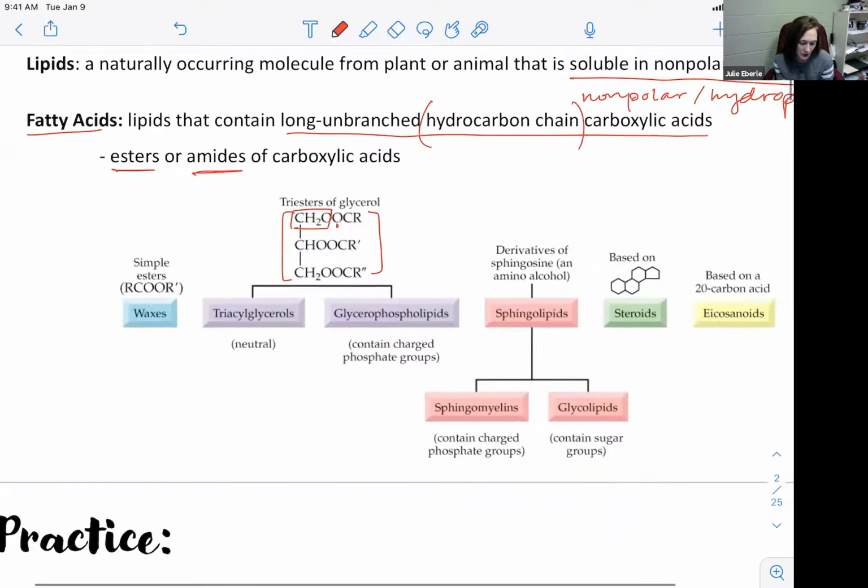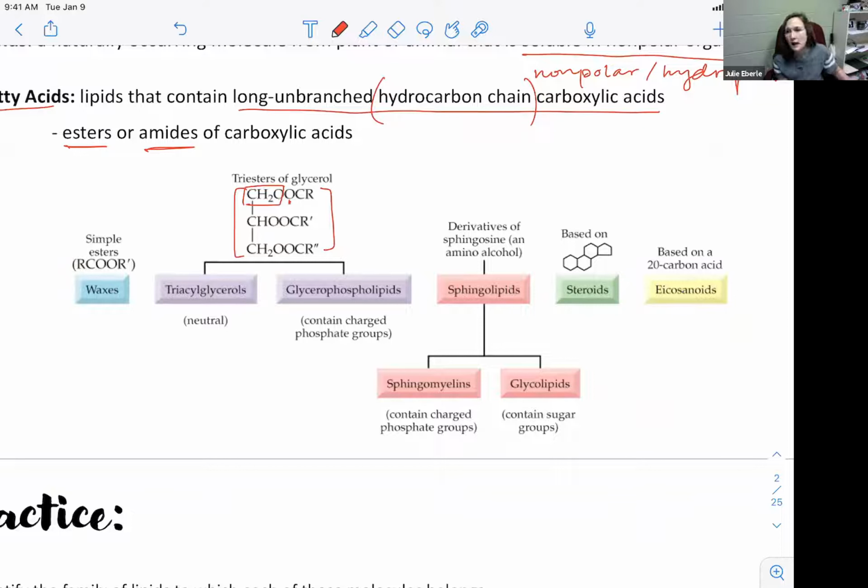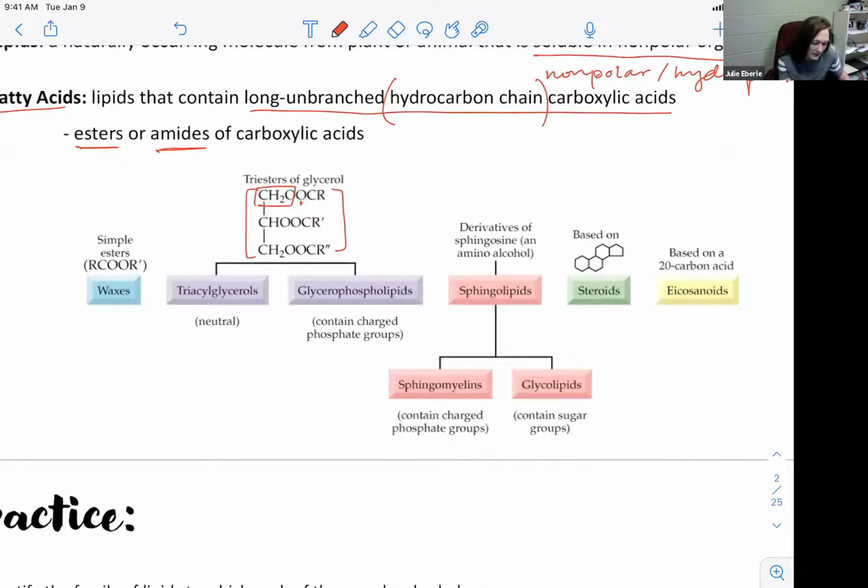Okay, so I wanted to show you this graph because there's all different kinds of lipids. So we are going to write out the biological significance of each of these. So write these down. This will probably be on your exam. Waxes. Why are waxes important?